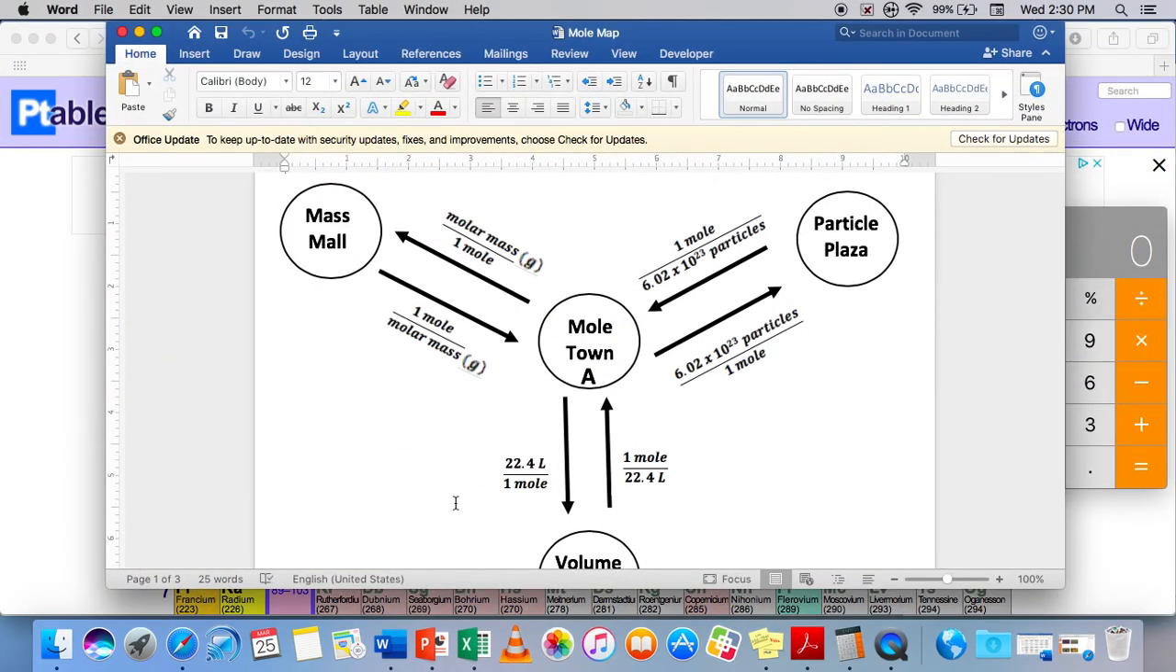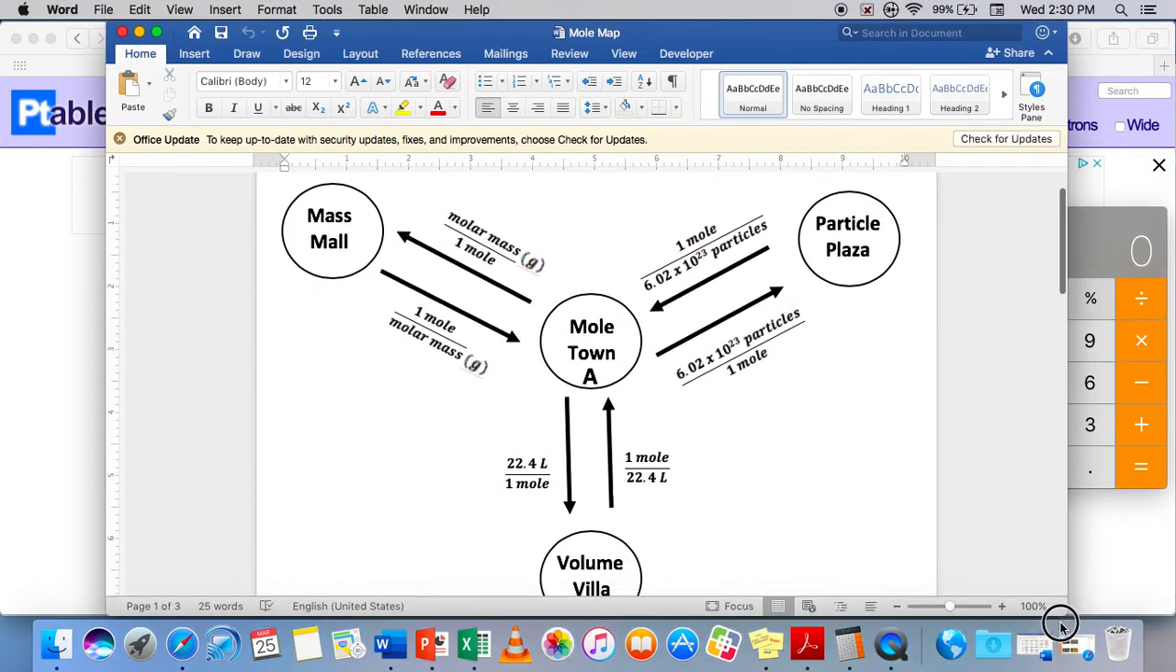So the mole map. We're going to be dealing with how do we go, for example, from mass to volume. There's no direct route. There's no conversion to go from mass to volume, right? On the left-hand side, there's nothing there. But what we could do is go from mass to moles and then moles to volume. So those are our two steps: mass to moles, moles to volume.